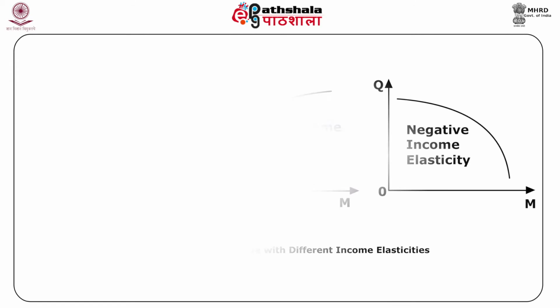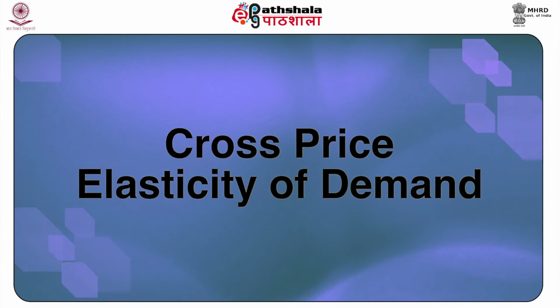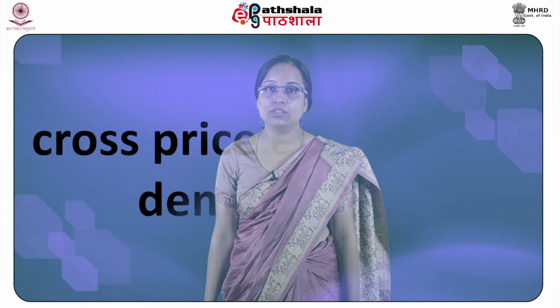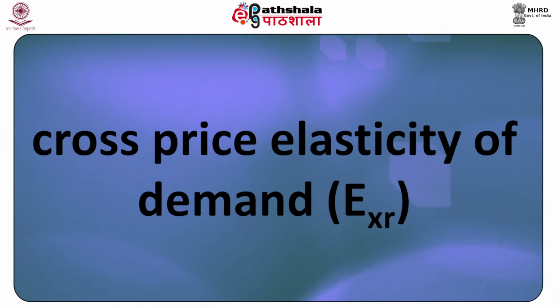Next, we come to the cross price elasticity of demand. A change in the price of related goods also affects the quantity demanded for a good X. Either these related goods are substitutes or they could be complements of good X. The impact of a change in the price of R on quantity demanded of good X is given by the cross price elasticity of demand.